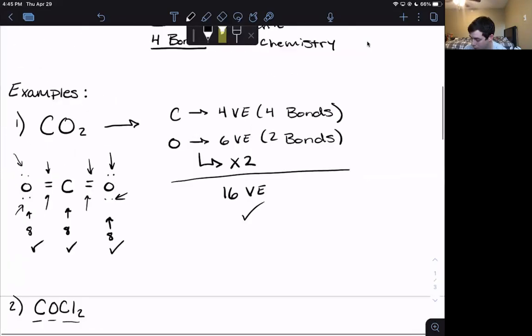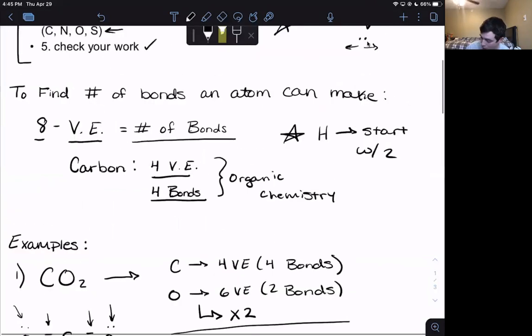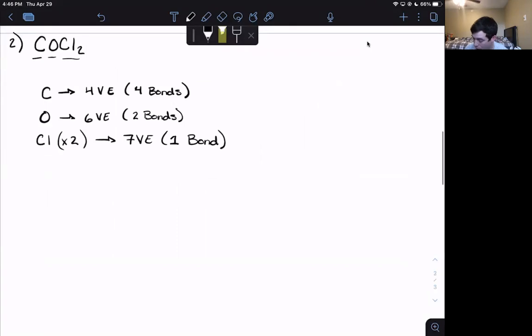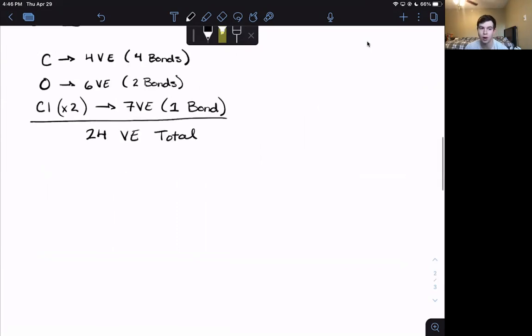Okay, so remember we had that from this equation before. And we know that this total is 24 total valence electrons. 24 valence electrons total. So that's how many we have to play with. And we want to get all of those atoms a full octet.